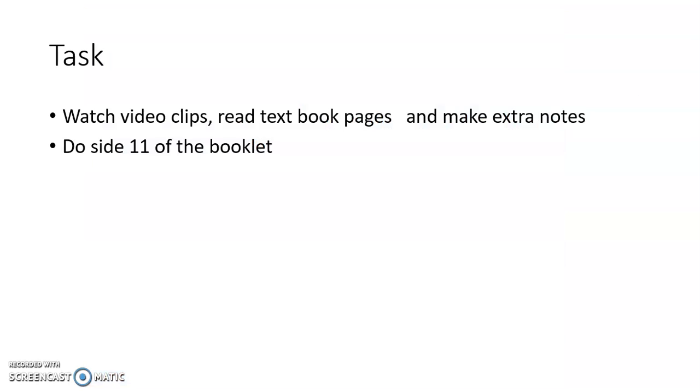And the last job for you to do is, having read the videos, having seen this particular video here, having read the textbook, you need to make extra notes and do side 11 of the booklet. There's also a past paper question that I've posted in our Google Classroom for you to have a go at, which again gives you some practice at past paper questions.